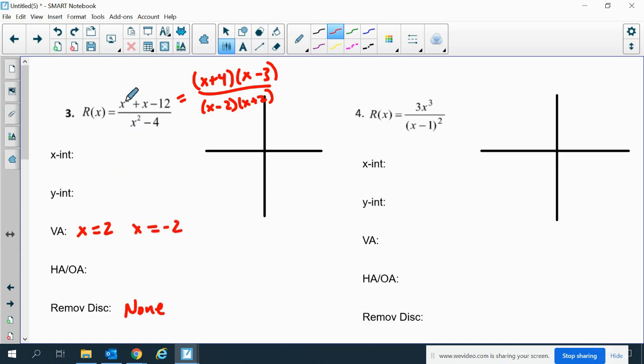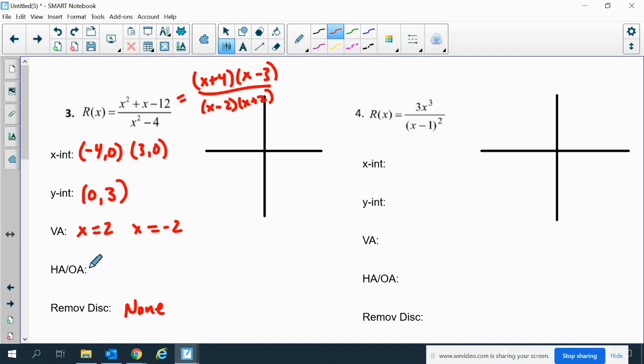Y-intercept is what happens when I sub in 0 for all of my x's. So I'm going to go back to the original non-factored thing. That makes it easier. -12 over -4 gives me y equals 3. My x-intercepts are when the numerator equals 0 and the denominator doesn't. So that's (-4, 0) and (3, 0).